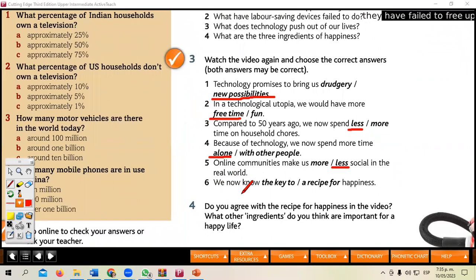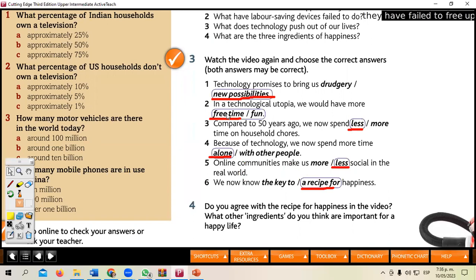Sorry, I was reading the other one. We know that the key to, or a recipe for happiness. I think yes, a recipe for happiness, because we have the ingredients. Yes. Okay. So in the second one, I think the answer was both free time and fun.